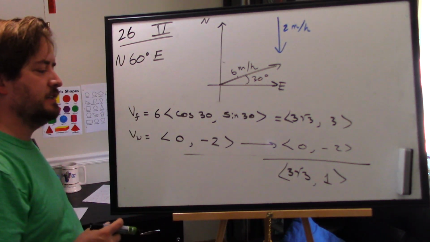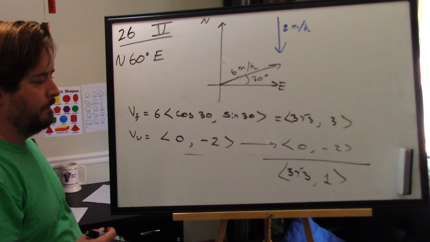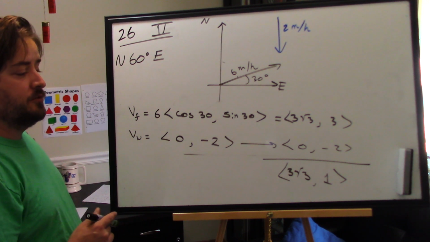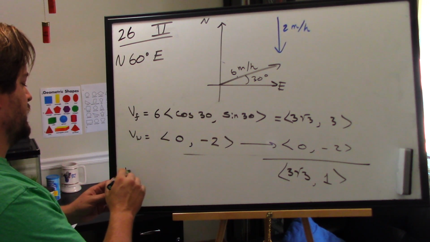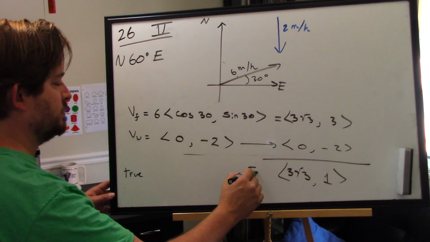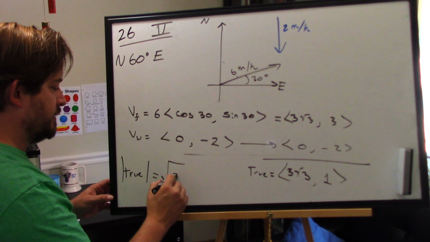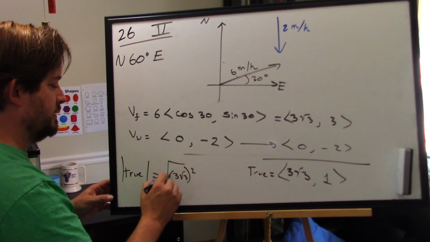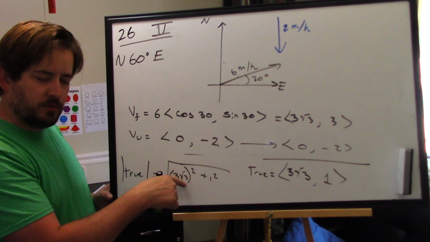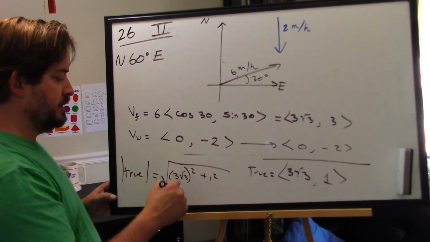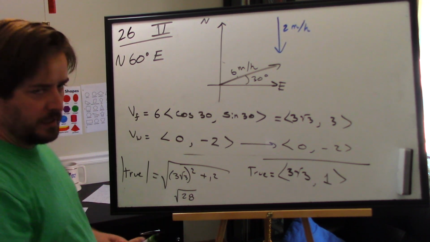So that's the true velocity of the fish relative to the land, to the earth, whatever you want to call it. They also asked for the speed. The speed is just the magnitude of the velocity, so that true velocity, if you want to call it true, doesn't matter. The magnitude of that is the square root of 3 root 3 all squared, plus 1 squared. 3 root 3 gets squared to be 9 times 3, which is 27, plus that 1, so this is going to end up being the square root of 28.